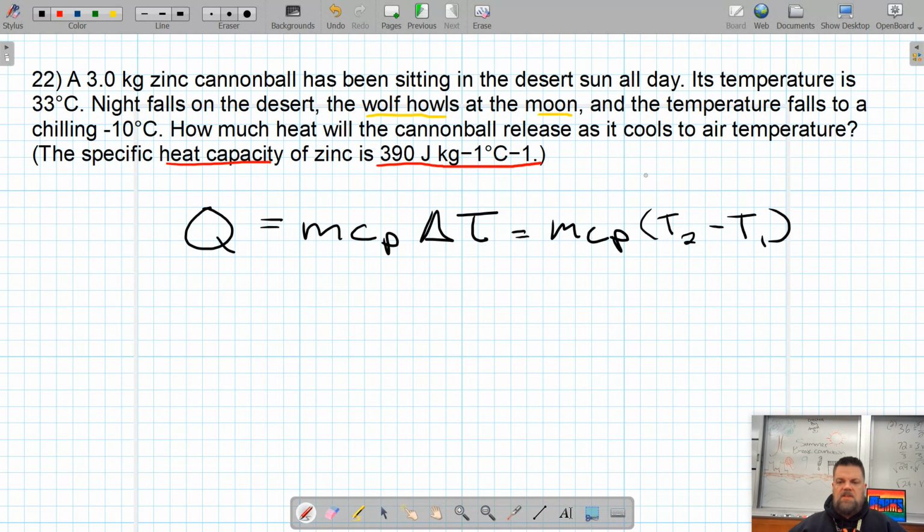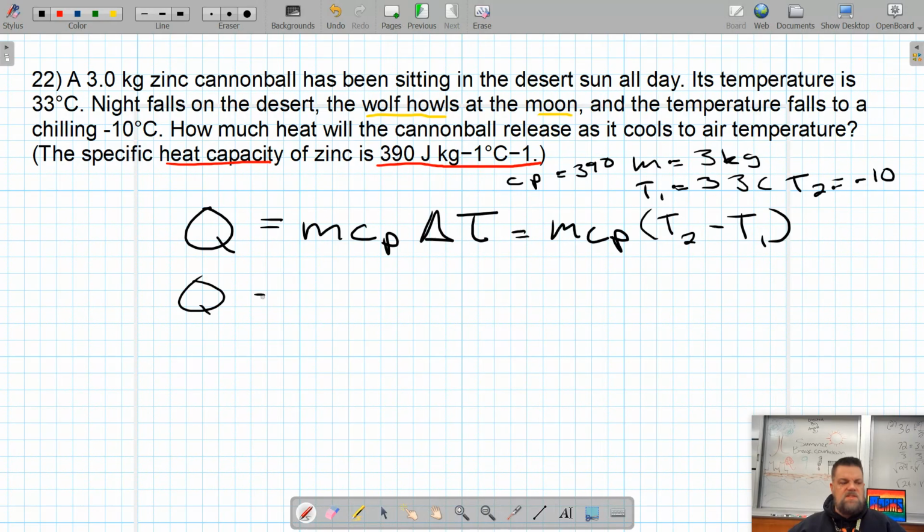So let's label some of the things that we need to know. I think the first thing that we need to know is that the mass is equal to 3 kilograms. The next thing we need to know is that T1 is equal to 33 Celsius, and we can leave it as Celsius because Kelvin would be the same difference, really. T2 is equal to negative 10. And then what else do I need? Oh, the heat capacity, Cp, is equal to 390.